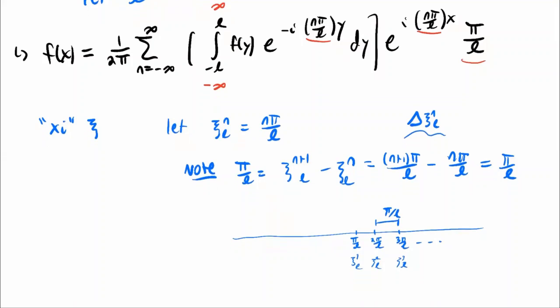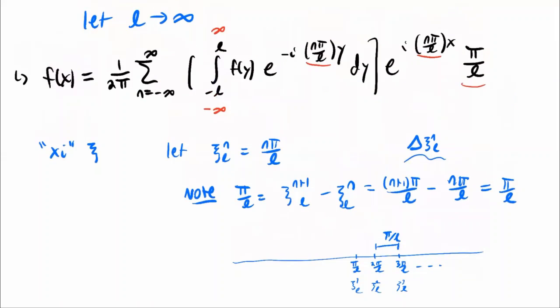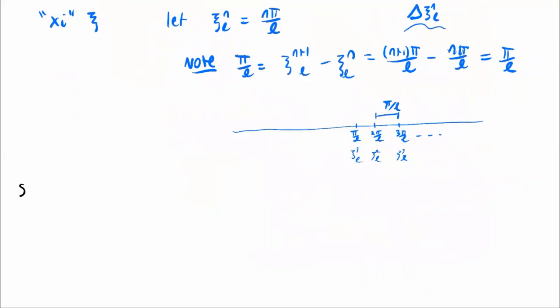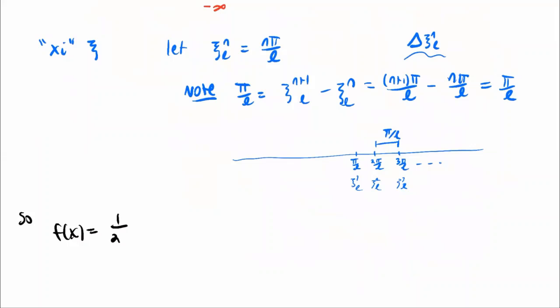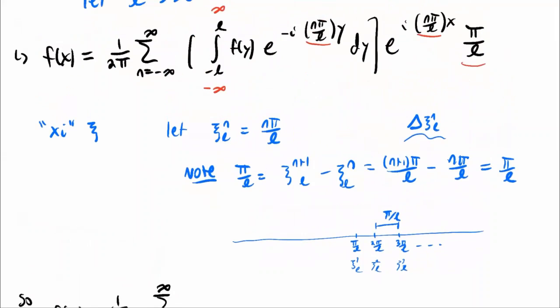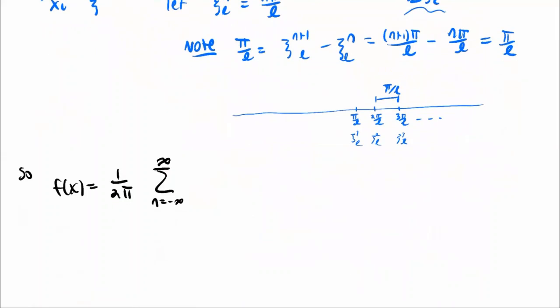And so if I plug this in, what do we end up with? Well, I'm just going to replace this term and this term by the xi, and then I'm going to replace this by the change in xi, right? So I have f of x is given by 1 over 2 pi times the sum from minus infinity to infinity. I have my integral here, which came from the Fourier coefficient, right? So I'm replacing this by e to the minus i xi.